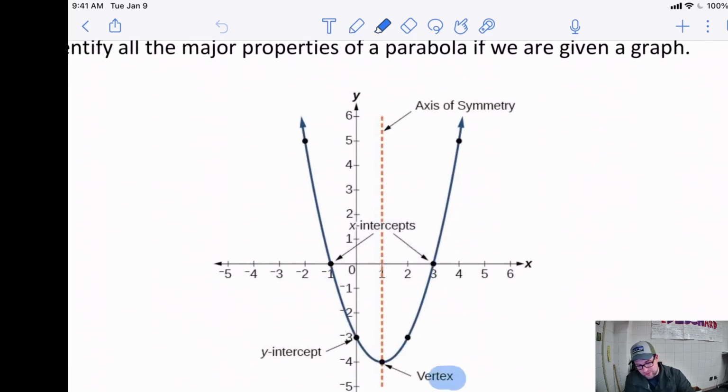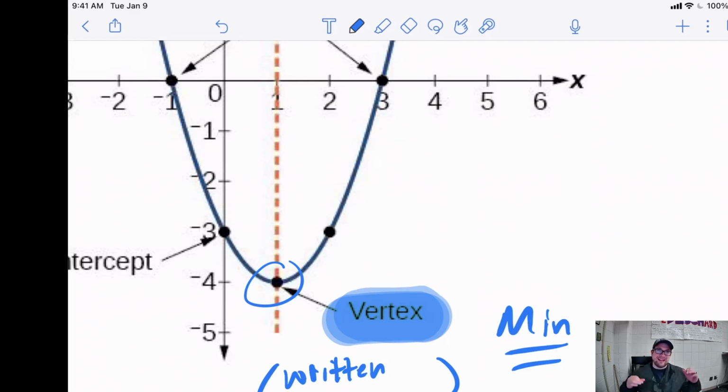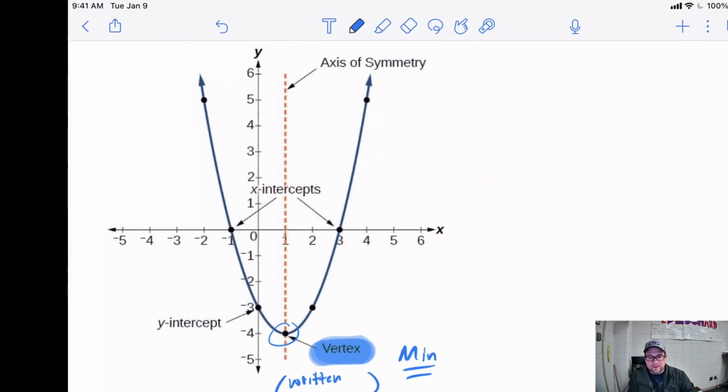One of the first things we always look at is the vertex. The vertex is always the highest or the lowest point that your graph hits. In this case, our vertex is a minimum because it is a low point, right? Now, our vertex should also always be written as a point. So anytime, you're always going to write it like x comma y for your vertex. Couple other pieces that are important.